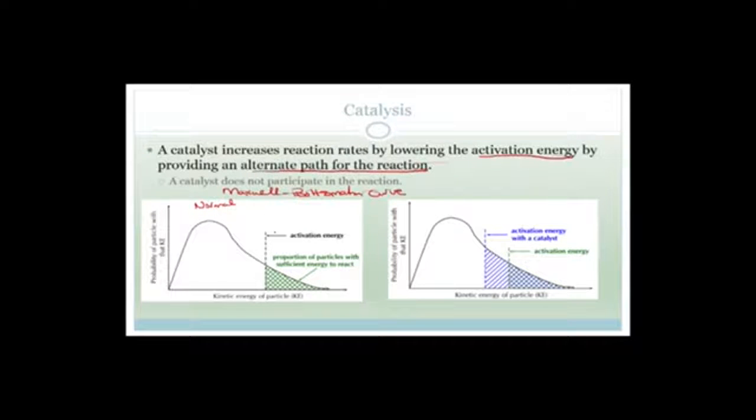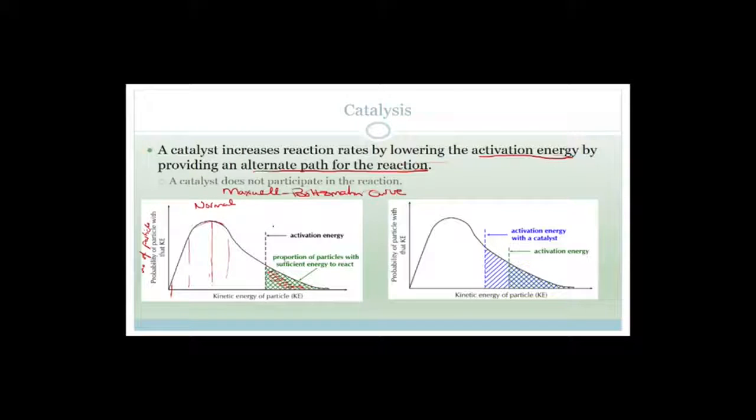And what did it say? It says your probability of particle with kinetic energy, and they could either write it as probability of particle or just number of particles. So what does this graph show you again? It shows you the number of particles and the amount of energy they have. We can see that most of the particles have got an average amount of energy. Very few particles have got very low amounts of energy. And all these particles over here, they have an energy that's above the activation energy.